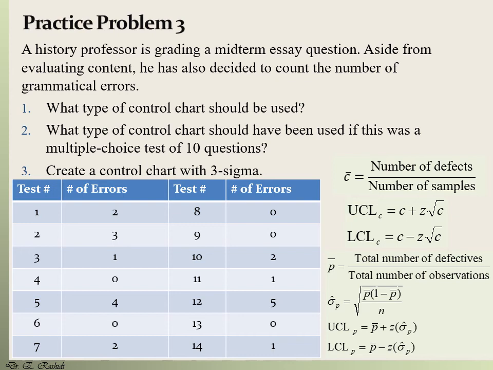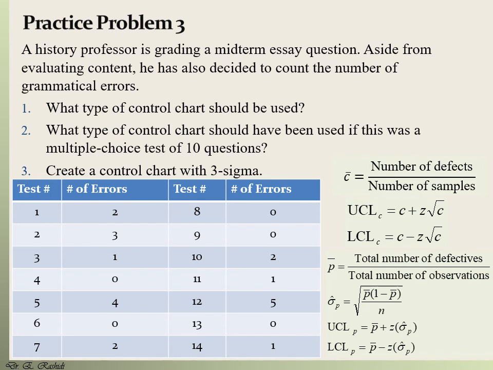First of all, you need to answer this question: what type of control chart should be used? And second, what type of control chart should have been used if this was a multiple choice test of 10 questions instead of an essay question with grammatical errors? Because in a multiple choice question, you don't get 2, 3, 4, 5 grammatical errors. It's either wrong or right. So there is no number of errors. It's either erroneous or not erroneous.